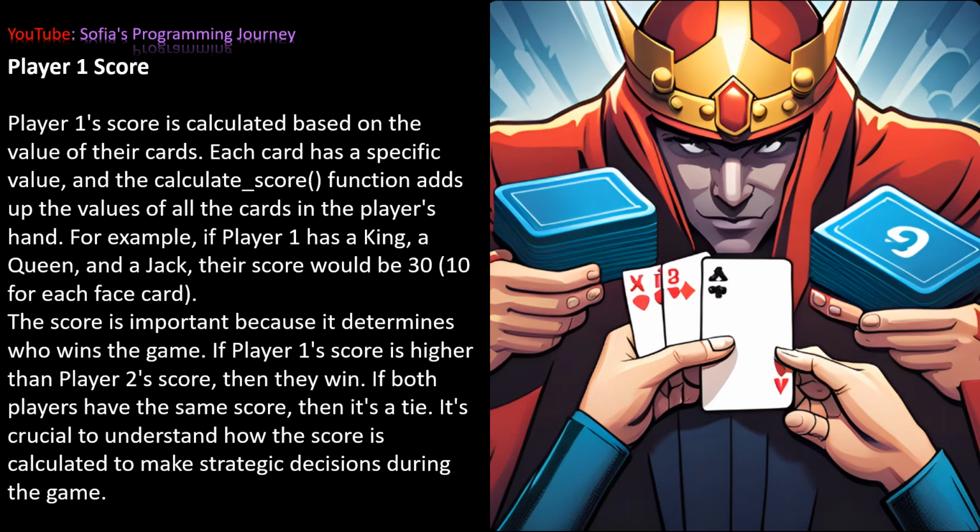This score is important because it determines who wins the game. If player 1's score is higher than player 2's score, then they win. If both players have the same score, then it's a tie. It's crucial to understand how the score is calculated to make strategic decisions during the game.